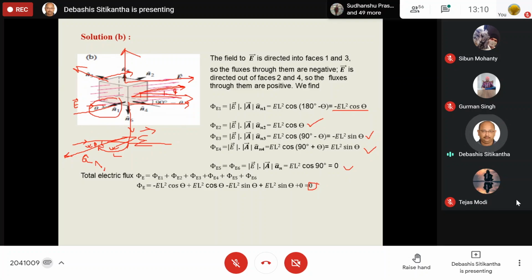So if no charge is enclosed by the cube, obviously no net flux is going to come out of this cube. It is just placed inside a uniform electric field where the amount of electric field that is entering into it is the same as that which is coming out. So net flux is going to be 0.